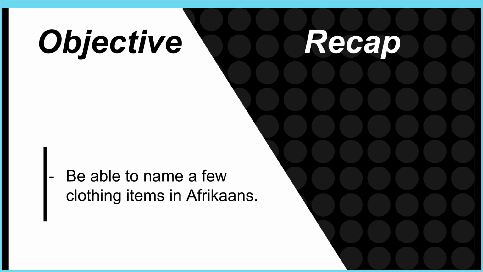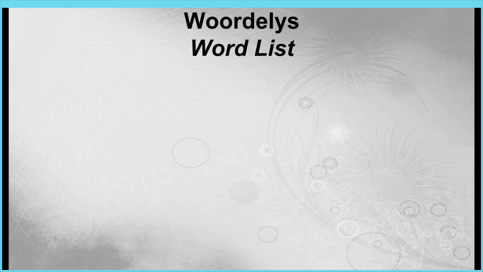After you have finished this lesson, you should be able to name a few clothing items in Afrikaans. In this lesson, we will revise the body, which I covered in a previous lesson. You can check out the link in the description to do the body lesson. The words you need to memorize for this lesson are as follows.